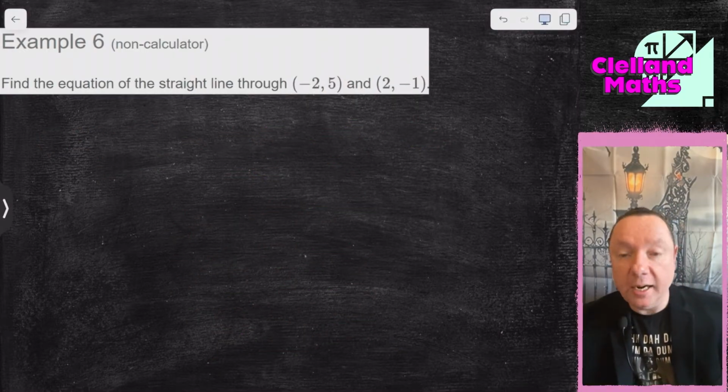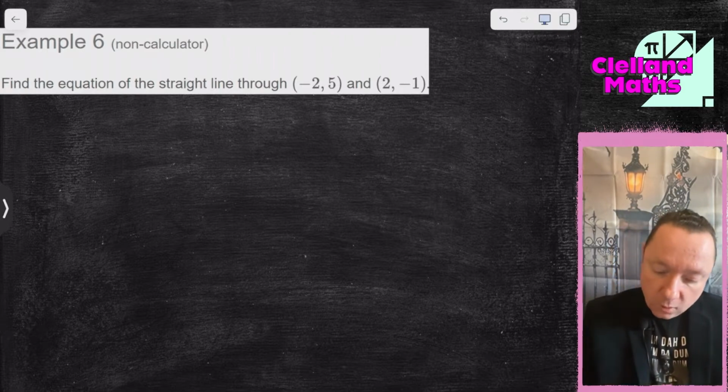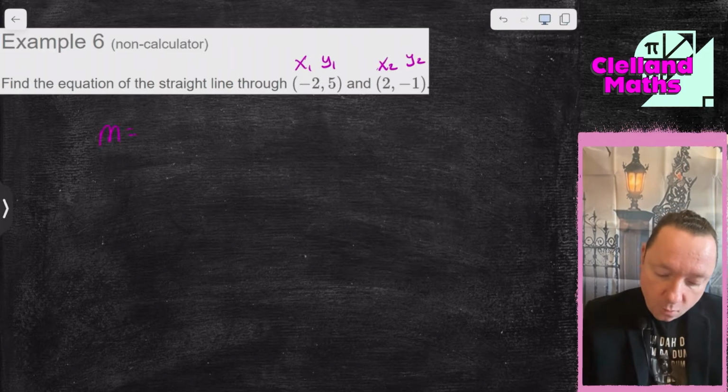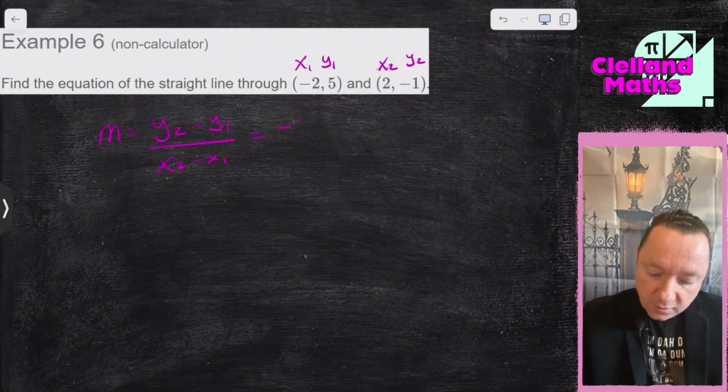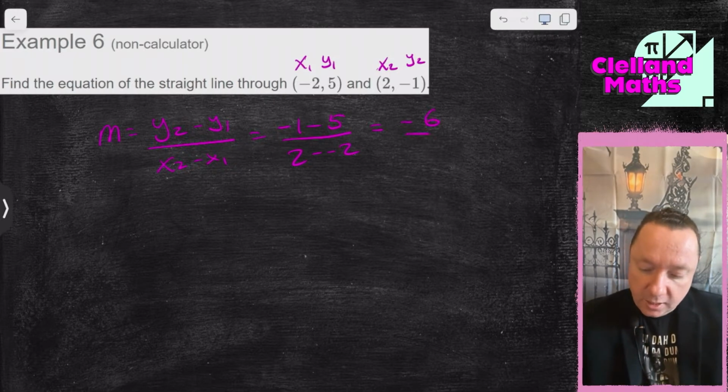Okay, example 6. Find the equation of a straight line through minus 2, 5 and 2, minus 1. So again, I need the gradient first. So that's x1, y1, x2, y2. Gradient is y2 minus y1 over x2 minus x1, minus 1 minus 5 then, all over 2 minus minus 2. Minus 1 take away 5 is minus 6. 2 take away minus 2 is 4 because I need to add.